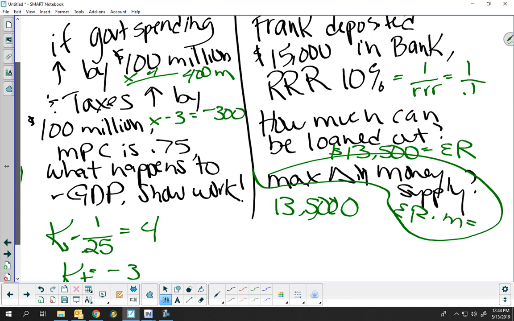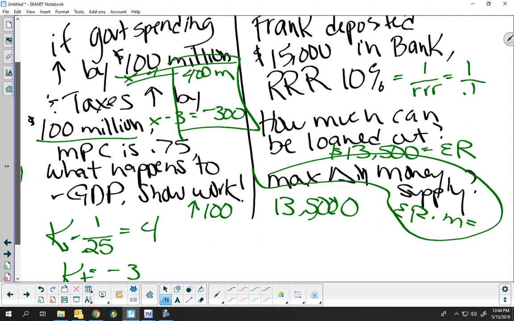Well, they're doing both of those at the same time. It's up by 400, down by 300. So what happens to GDP? It still goes up by $100 million, which is the exact amount they changed spending and taxes by. Because it's like, I'm going to multiply that number by 4 and then take away 3 of those. Well, then it's just that amount, because it's that amount times 1, which is itself.